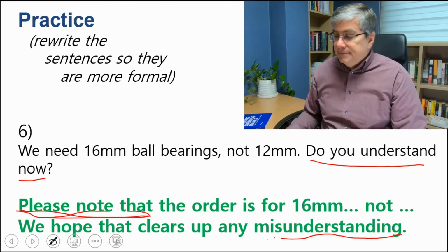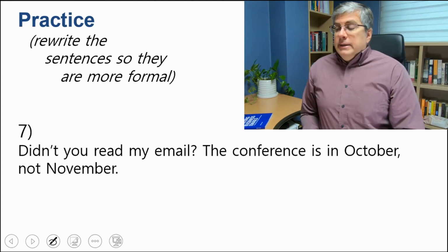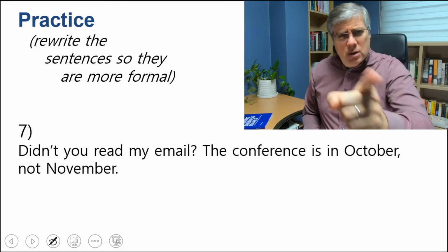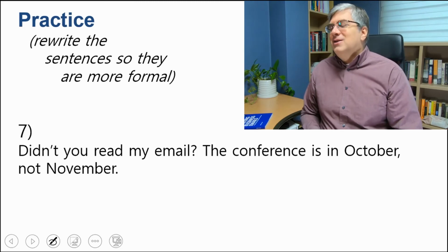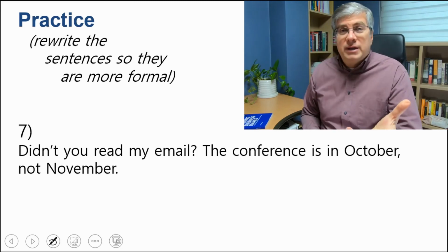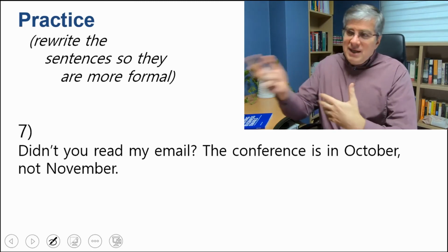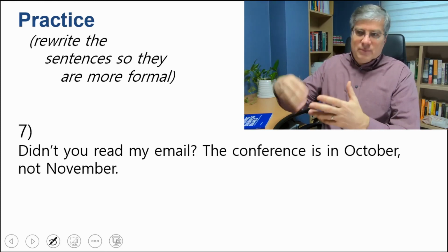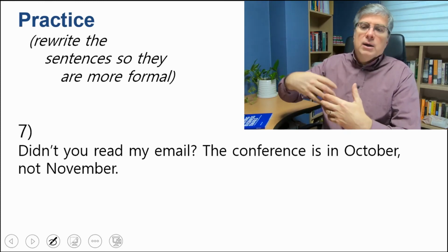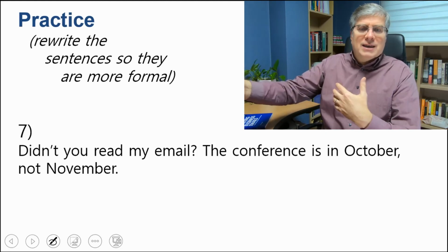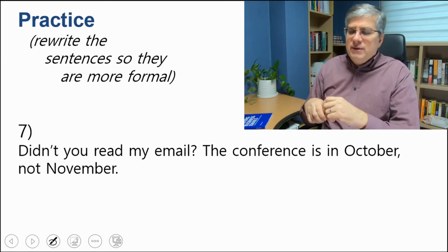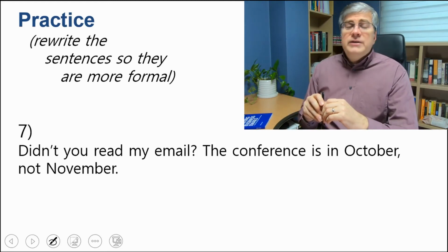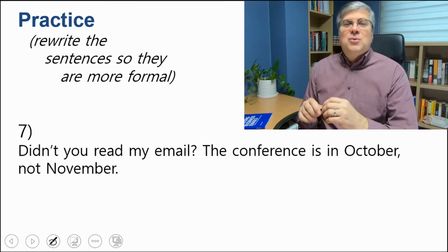Okay, next. Number 7. Didn't you read my email? What's wrong with you? Okay, we don't want to do that. Didn't you read my email? The conference is in October, not November. So this is similar to number 6. If you send an email to somebody and it's apparent, from a subsequent email, they reply or you contact them again, and it seems like they didn't get the information that you sent them yesterday or a week ago or some previous time. Don't accuse them of not reading your email.